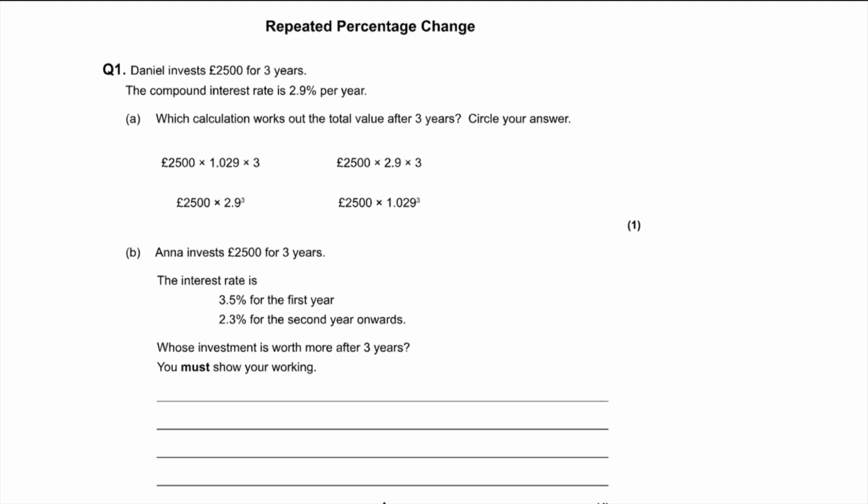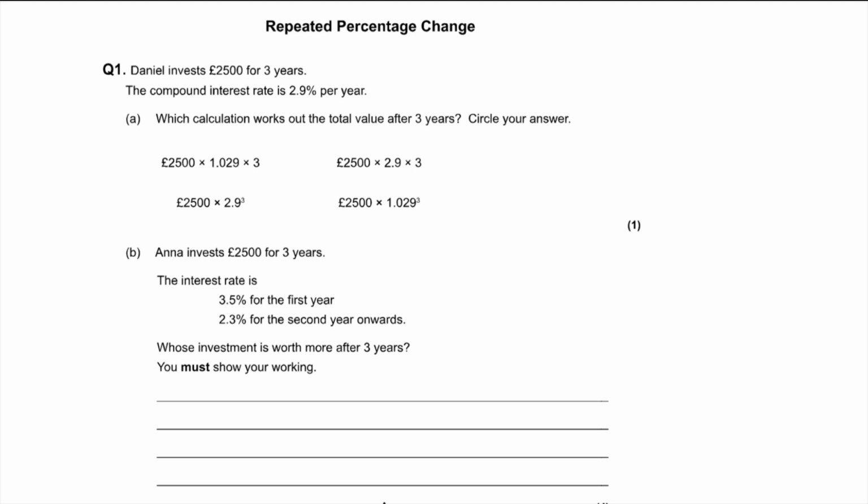And it says, Daniel invests £2,500 for 3 years. The compound interest rate is 2.9% per year. Which calculation works out the total value after 3 years? Circle your answer. Okay. So now there is a highly complicated version of the compound interest formula on the formula sheet.